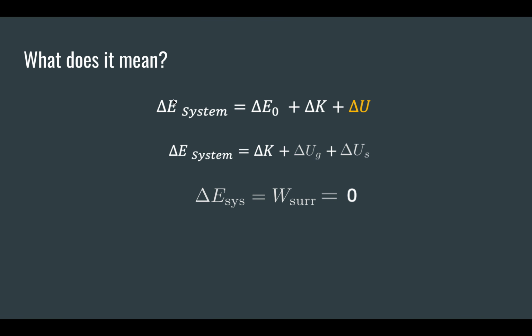And so for my what does it mean question, is the energy principle satisfied? Yes, it is satisfied because the change in energy of the system is equal to the change in kinetic energy plus the change in gravitational potential energy and the change in the spring potential energy, and that will be equal to 0 because the work of the surroundings is 0, because we consider the Earth and the spring and the mass as part of one system.